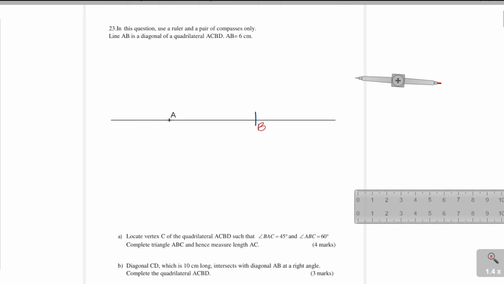So angle BAC, so that means at A we shall construct 45 degrees. So BAC is the angle at A. How do you construct 45? We shall construct 90 degrees and then bisect it. So we start by constructing 90 degrees at A. We stand at A, in a suitable radius mark an arc there, and then with the same radius, mark another arc there.